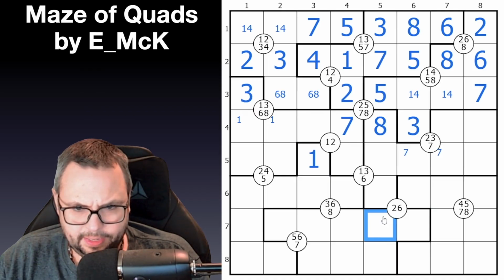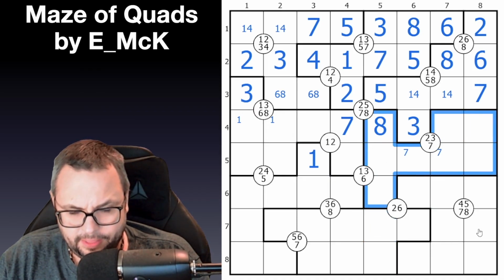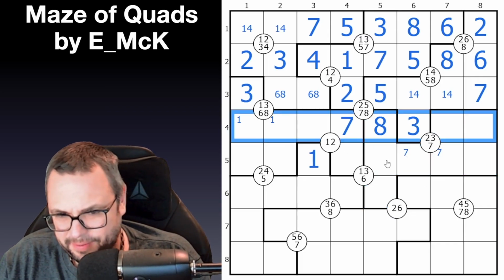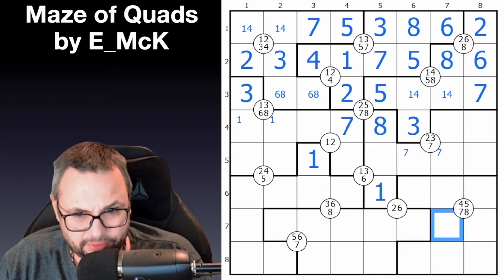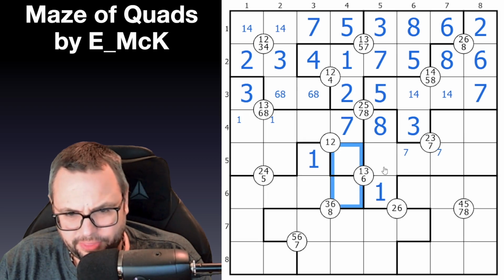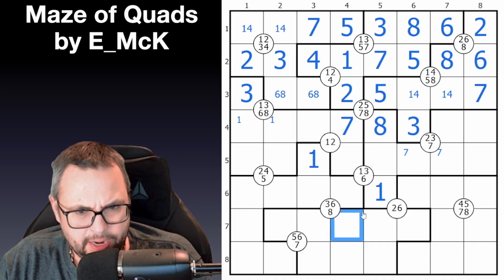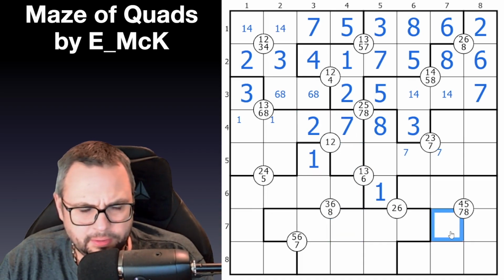Let's see. So now where does the 1 go in this region? It doesn't go there because of that or there, so it goes exactly there. Happens to be the 1 for this quadruple as well. I see one of these is a 3 for... Oh, sorry, no, that's not true. Don't listen to me. Where does the 2 on this quadruple go? It goes there.